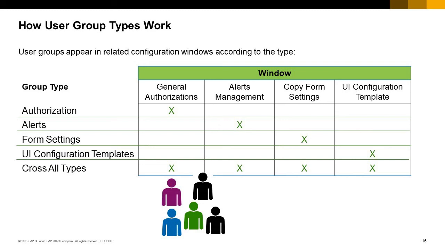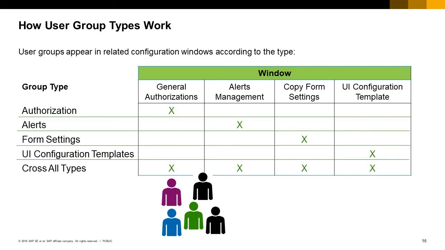Authorization groups appear in the General Authorizations window, allowing you to assign authorizations simultaneously to everyone in the user group. Alert groups appear in the Alerts Management window when you configure a new alert, allowing you to assign all the users in the group to receive alert notifications. Form settings groups appear in the Copy Form Settings window, allowing you to simultaneously copy form settings from a source user to all users in the group.